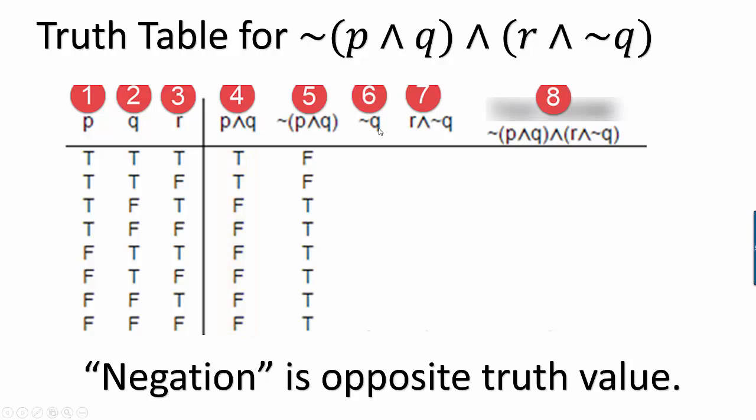Now in column 6, we're analyzing the negation of Q. Where are the truth values for Q? Back in column 2. We again want to just do the opposite of every truth value. So for example, in column 2, we have Q being true for the first 2 rows. So in the first 2 rows here, we must have falses. Then we have 2 falses, so we must have truths. Then we have 2 truths, so we must have 2 falses. Then we have 2 falses, so we must have 2 trues.